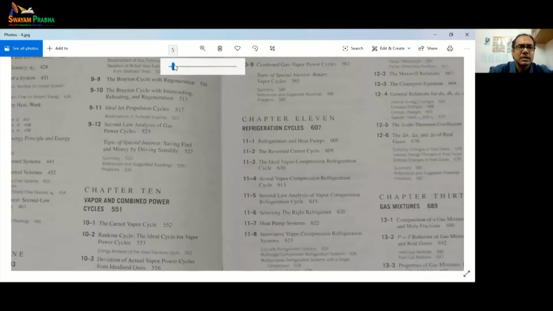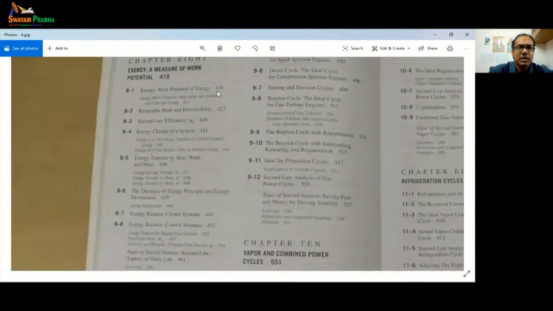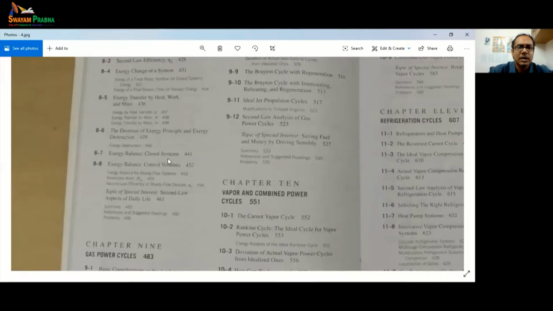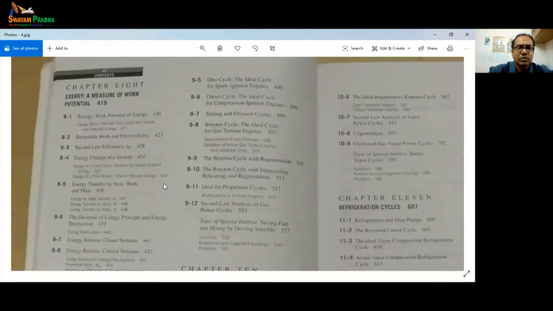Chapter 8 is another crucial chapter. It is exergy, a measure of work potential. I assume that you have learned this chapter and the different techniques: how to measure exergy, what it means, and why you need to measure exergy. This concept is intricately related to the entropy concept, which we looked at in the last tutorial.